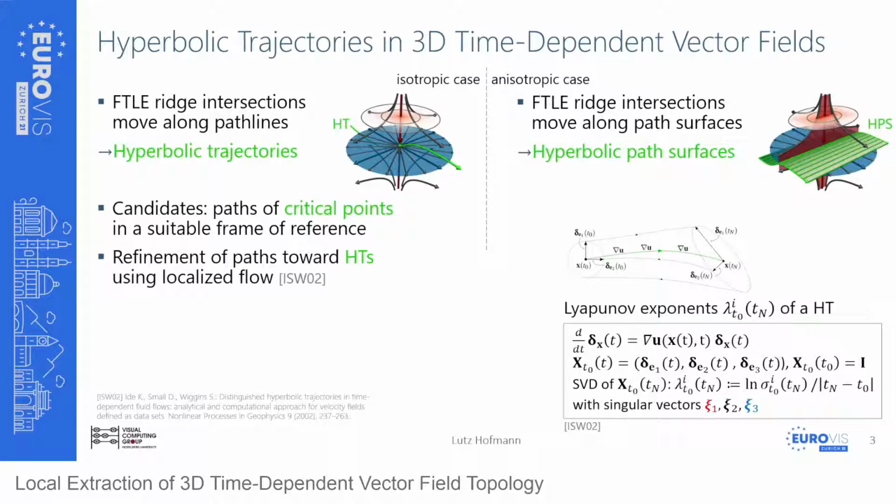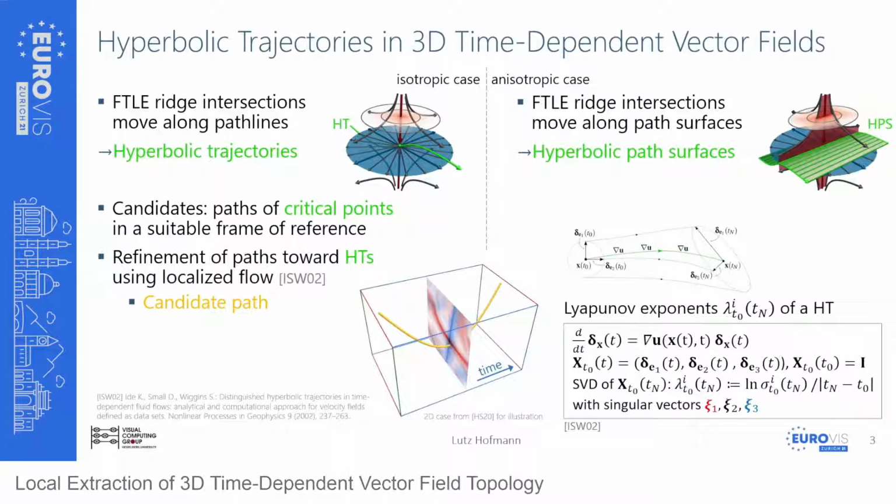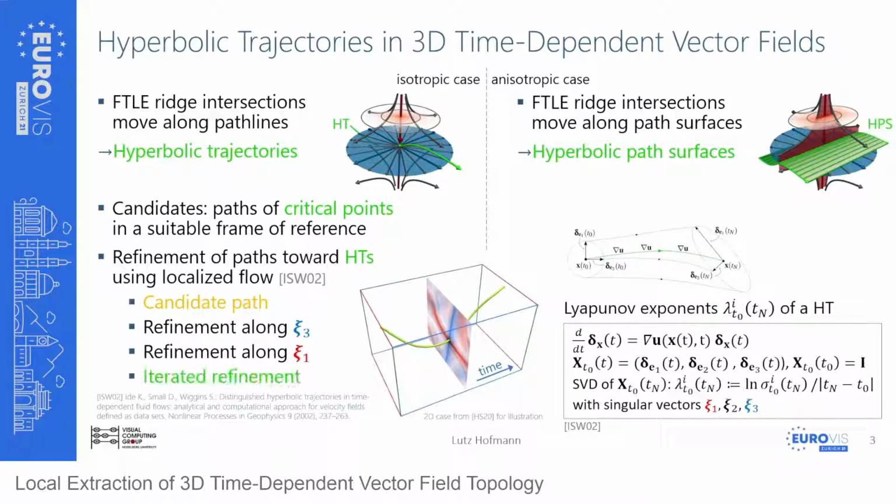The method that we are going to use is, in the isotropic case, we use paths of critical points in a suitable frame of reference as initial candidates and apply the method proposed by Yuzhe and colleagues to refine these paths toward hyperbolic trajectories. This method is based on computing the localized flow and its fundamental solution matrix along these initial paths, and use the singular value decomposition to obtain refinement directions in the attracting and repelling directions along these paths. And this method can be iterated until it converges toward a hyperbolic trajectory.